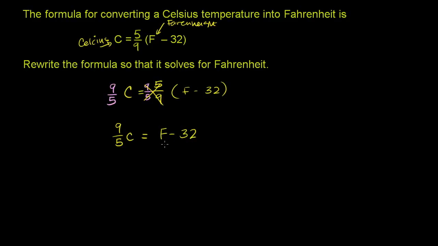Now, we want to solve for the Fahrenheit temperature. So let's see if we can get rid of this 32 from the right-hand side. The easiest way I know how to do that is to add 32 to both sides of this equation. The left-hand side now becomes 9/5 times the Celsius temperature plus 32. And that's going to be equal to, this negative 32 and positive 32 cancel out. That was the whole point behind adding 32. So it's just going to be equal to F.